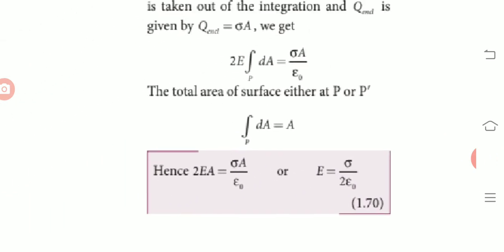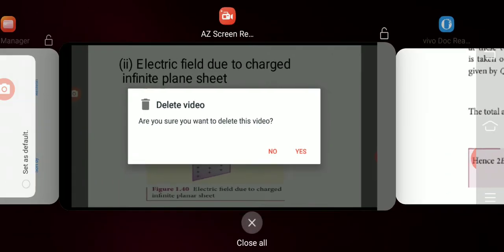The vector form is E vector equal to sigma divided by 2 epsilon naught into n cap. Here n cap is the outward unit vector normal to the plane. The total electric field of the plane sheet is E equal to sigma divided by 2 epsilon naught.